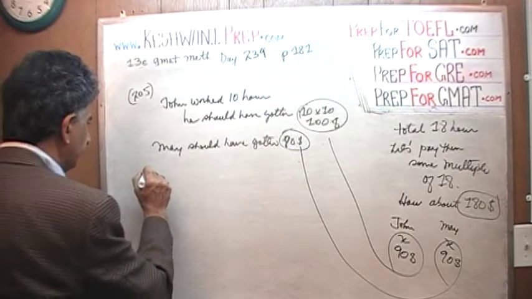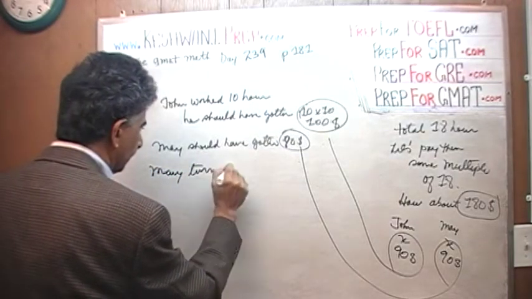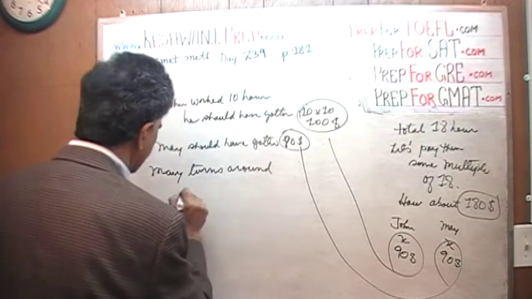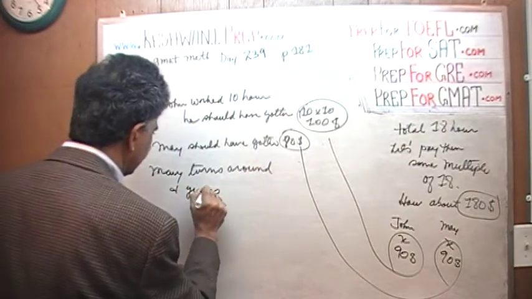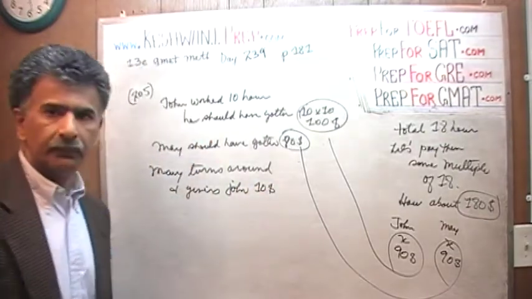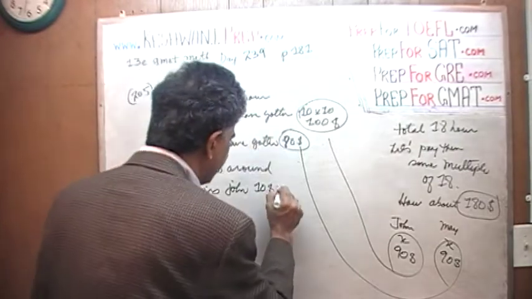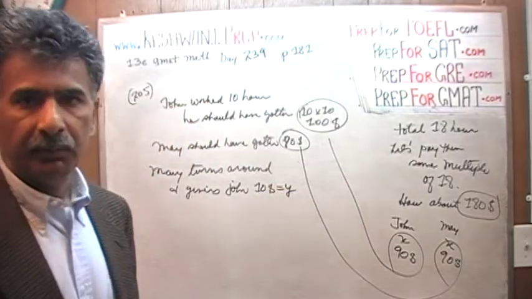So Mary turns around and gives John $10, because they want the hourly wage to be equal to each other. And that $10 is what they're calling Y. That's it, we are done.